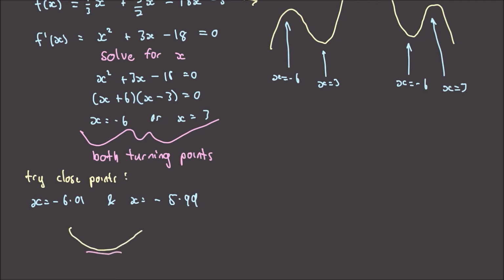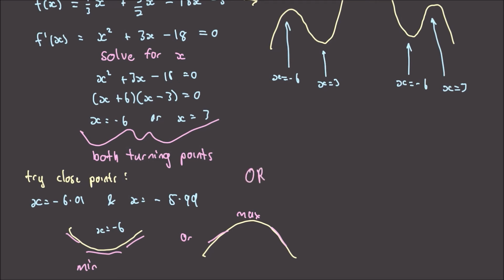If the gradient is negative just to the left a little bit and positive just to the right, then we have a minimum. Or, of course, if it's a little bit uphill just beforehand and a little bit downhill just after, we have a maximum. So we can try points just next to it to find out.